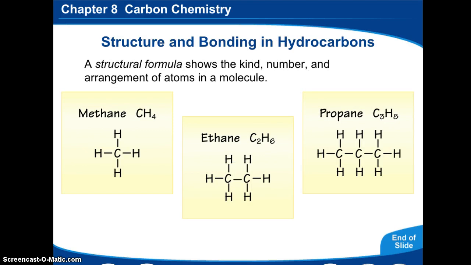The structural formula shows the kind, number, and arrangement of the atoms in a molecule. So for instance, the formula here is 1 carbon and 4 hydrogen, and you can see hydrogen only has 1 valence electron, so that's connecting here. Carbon has 4 valence electrons, so that's what each of these bars represent. Ethane has 2 carbons and 6 hydrogens, and propane has 3 carbons and 8 hydrogens.